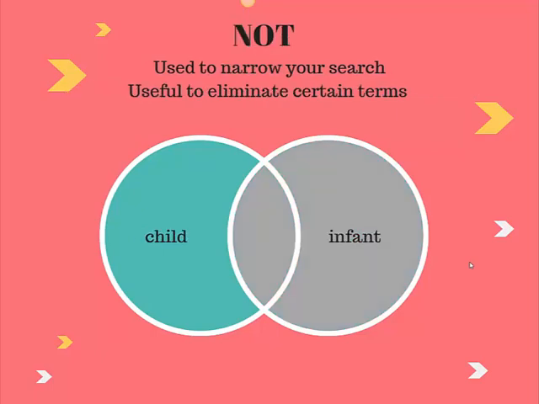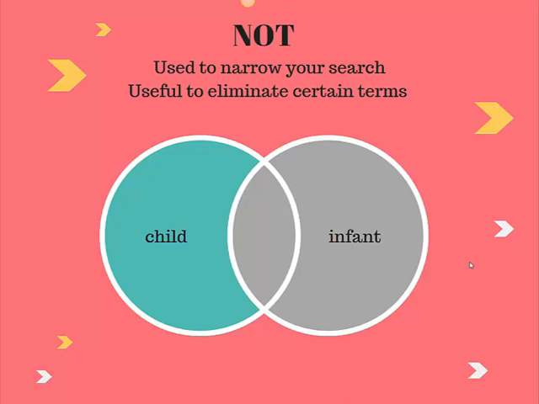So next we're going to talk about NOT. And NOT is another way to narrow your search and is useful to eliminate certain terms. So let's say we are searching for children, very specifically, right? Maybe early education, early childhood. But we keep on noticing that in our results, we're seeing a lot of infants. But infants are too young for our scope. So we want to search for child, not infant, and this will eliminate any results that have the term infant in it.